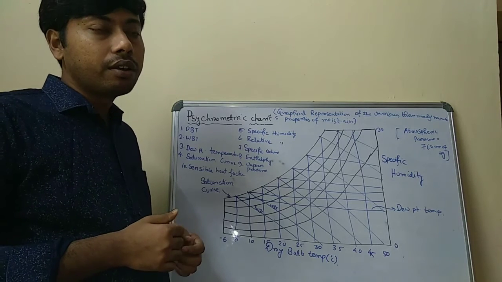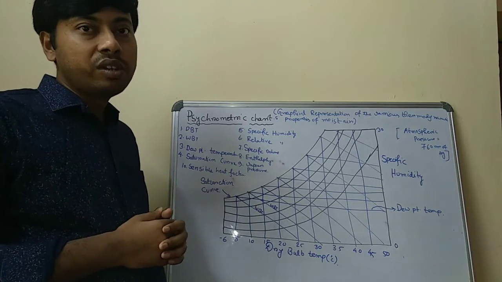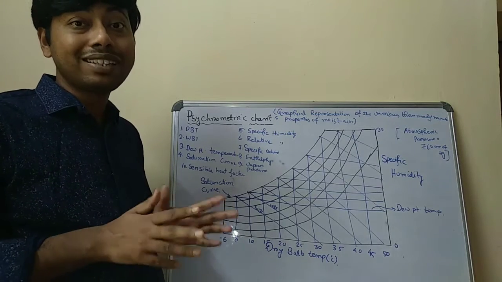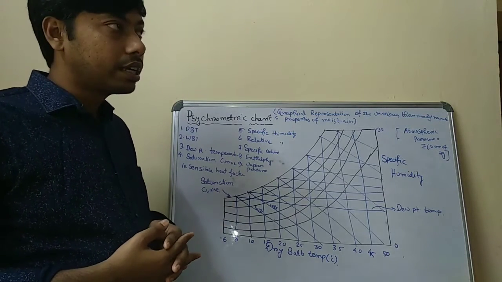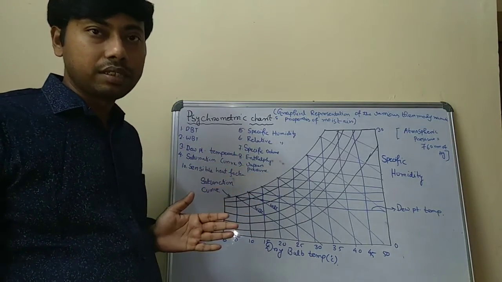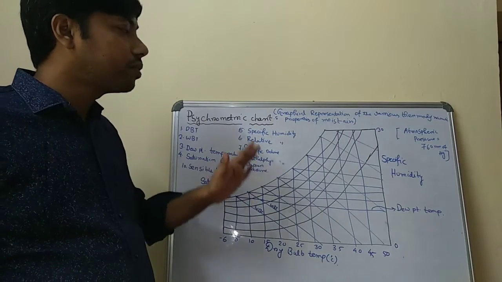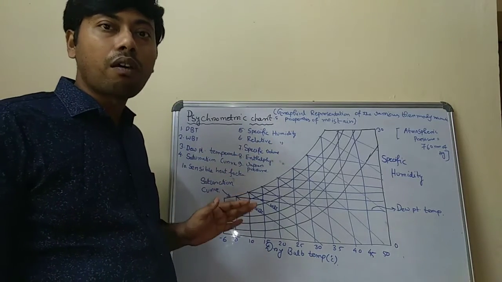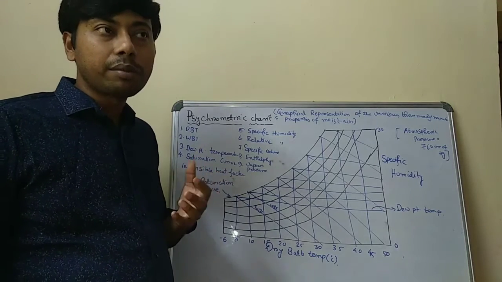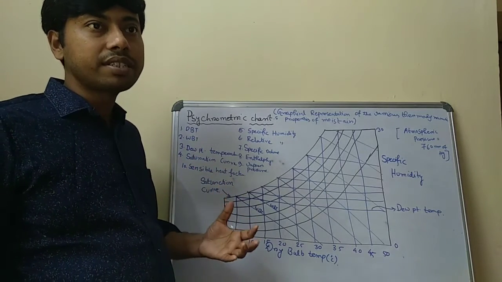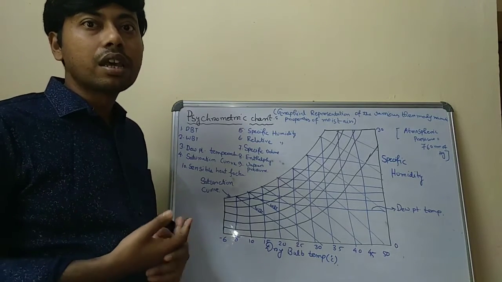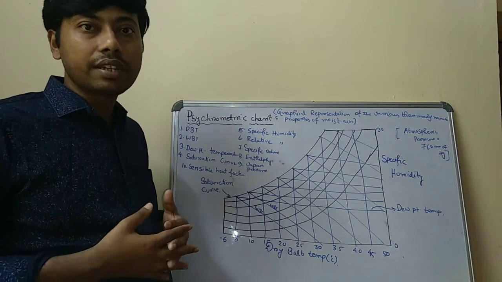Now in this topic we'll discuss the psychrometric chart. First of all, the question in your mind will be: what is a psychrometric chart? It's basically a graphical representation of the various thermodynamic properties of moist air. Now, you know that air may be of two types: dry air and moist air. Dry air basically contains the natural gases: oxygen, nitrogen, carbon dioxide. These are basically dry air.